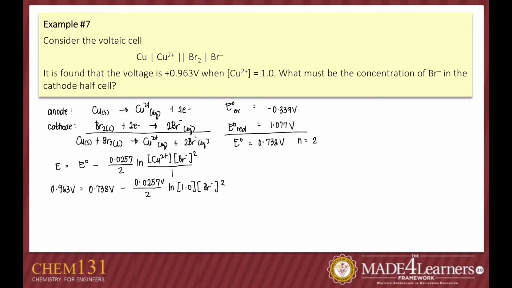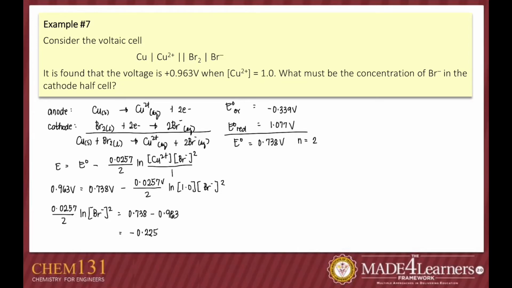Ln of the copper is given, it's 1 molar, and we are looking for the bromide ion concentration raised to the power of 2. And then, just like what we did with the previous examples, we transpose 0.0257 over 2 ln of the bromide ion concentration. That's 0.738 minus 0.963. So you subtract, kung pila ng 0.738 minus 0.963. That gives us an answer of negative 0.225.